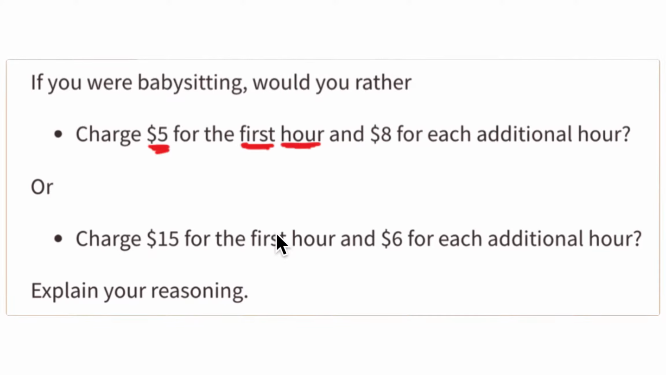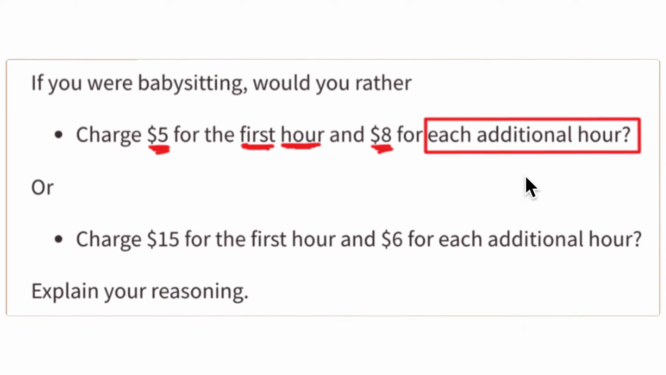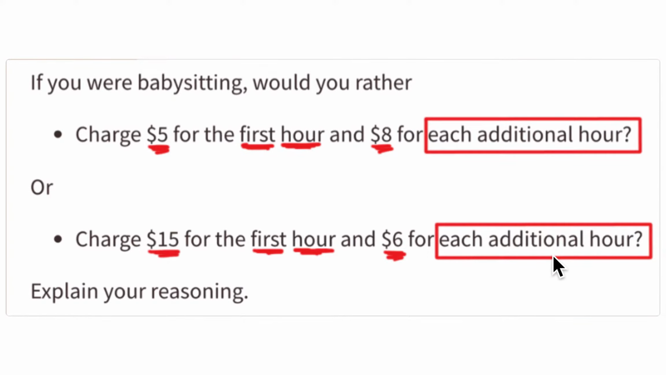And as I looked at this, I realized that it's $5 for the first hour and then $8 thereafter for each additional hour, and then $15 for the first hour and $6 thereafter for each additional hour. Now, we've seen this before, but usually this beginning amount to form a linear equation is at time 0. So the babysitter shows up and she gets $5 for showing up at the door, and charges $8 for each hour. And in the second situation, $15 for showing up at the door and $6 for each additional hour. That would be a linear relationship, starting at 0 and then charging an equal amount per hour thereafter. That would be the slope of the line.